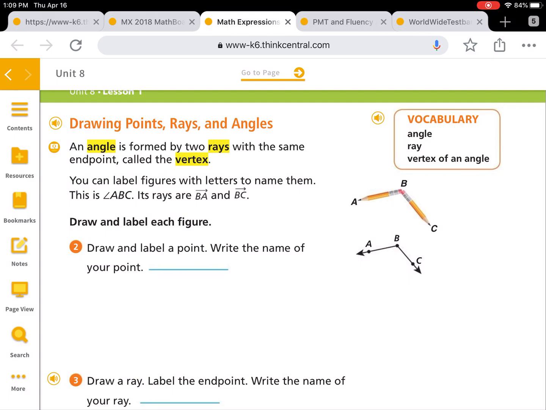So we talk about a vertex. That's where those 2 rays meet. So vertex B would be the name of the vertex in these angles.